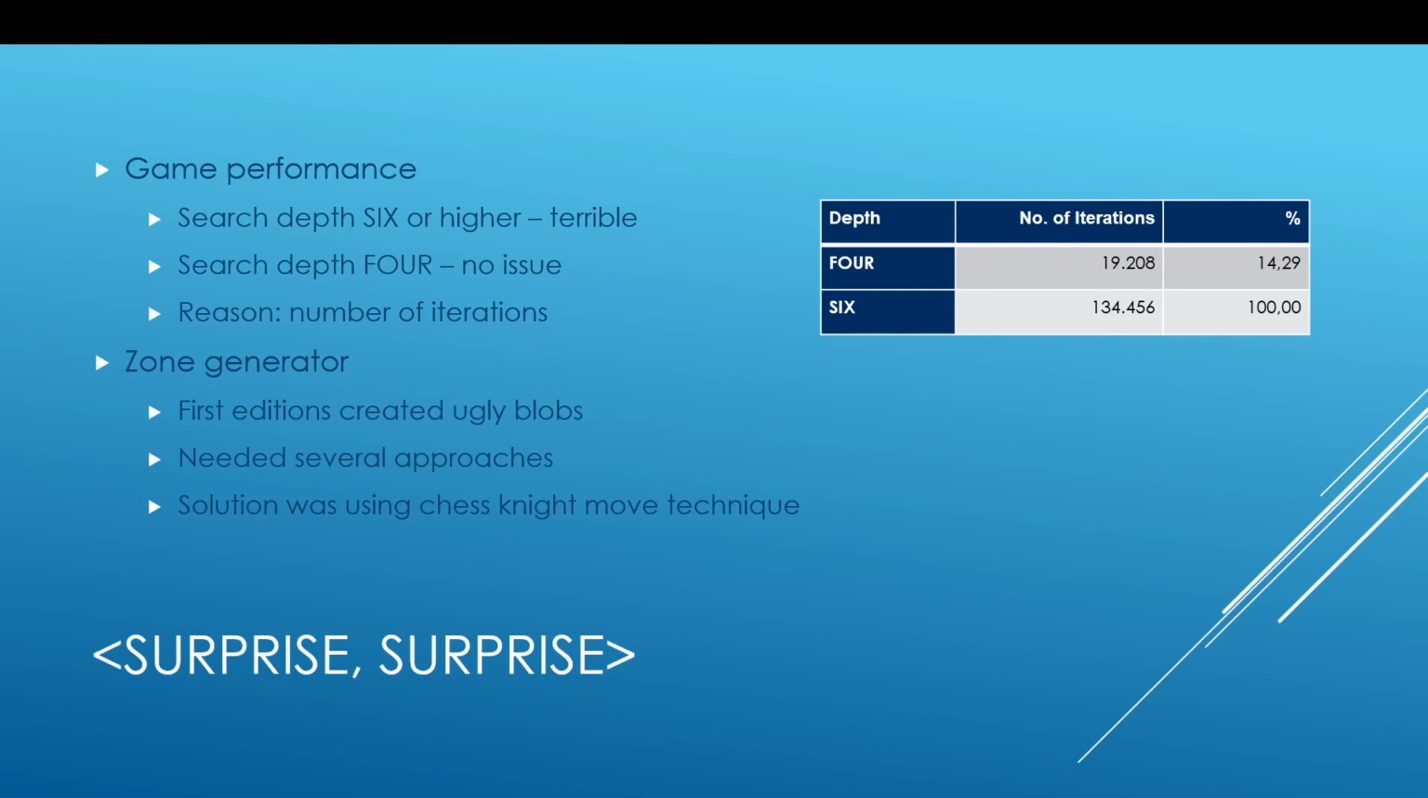And we used several approaches towards a fine and, to our understanding, working zone generator until we came up with a solution to tell the zone generator to create the zone by using chess knight moves. You know, from the chess board game, move 2 steps into one direction, turn by 90 degrees left or right, move a 3rd step. And this technique was used to create the zones by just having it hop around like a chess knight and thereby creating fun and good-looking zones.